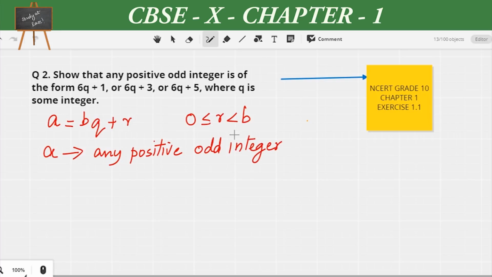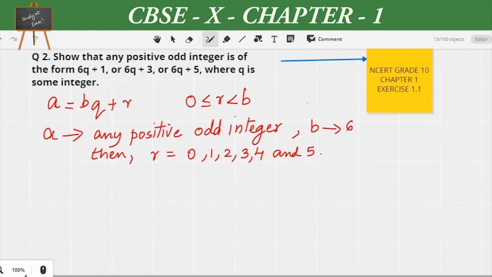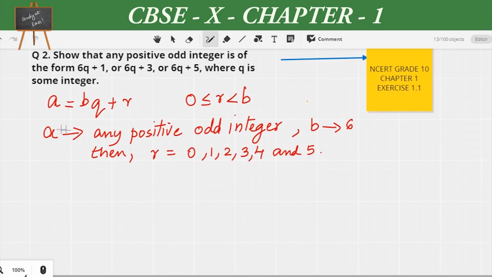So let a be any positive odd integer, and b is also given in the question. Can you see 6q plus 1, 6q plus 3 and 6q plus 5? So b is 6. So when a is any positive odd integer and b is 6, r should be in the range 0 to b, right? So it becomes 0, 1, 2, 3, 4 and 5. It cannot be 6 because r cannot be equal to the divisor.